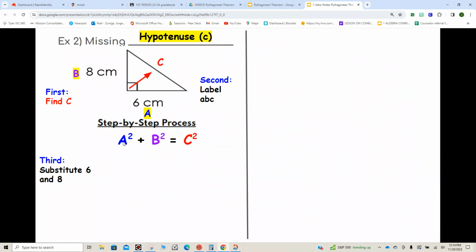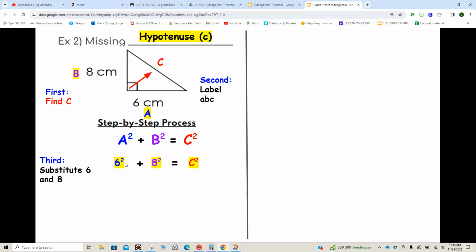All right, so right here, let's go ahead and substitute. My A, according to the picture, is 6. You're going to put 6 squared. My B, according to the picture, my other leg, is 8. And then you're just going to copy what we're missing. So what do you think is the next step?